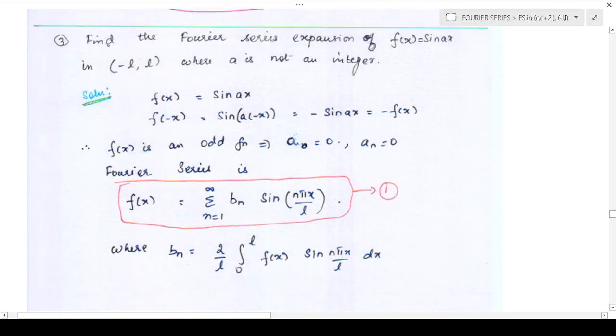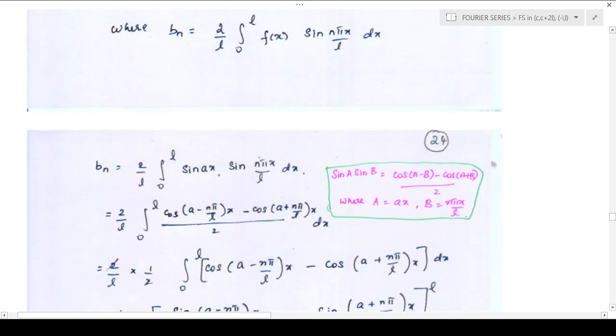Then the next one is find the Fourier series expansion of f of x equal to sin ax in minus L to plus L, where a is not an integer. Now you are checking for odd or even function validity. It is an odd function. So a naught and a n are 0. Only you will be having summation n equal to 1 to infinity bn sin n pi x by l. Your bn integration value is this.